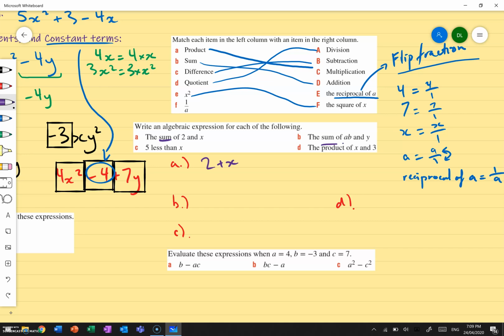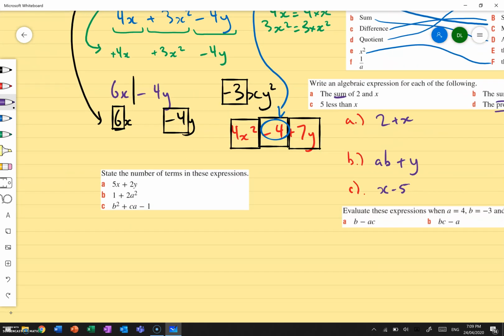B, the sum of a, b, and y. So I say sum of a, b, so a, b is there, and y, I add them together because it's a sum. That's it. A, b plus y. 5 less than x. So less than x, so I say x, take away 5, and then the product of x and 3. So product once again means multiplication. So I say x times 3, or I can just write 3x. Great.